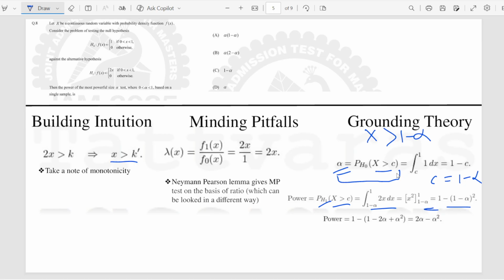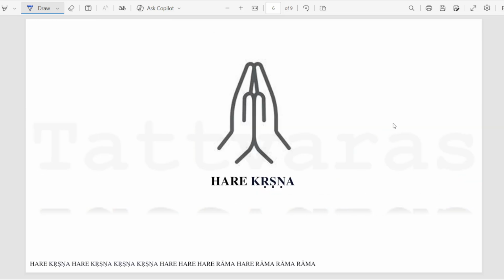That's it. Again, protocol. You find this ratio, you find that simple function which is monotonically increasing with lambda x, and then based on the given size, you find that threshold of the rejection region, and then you find the power. That's it.